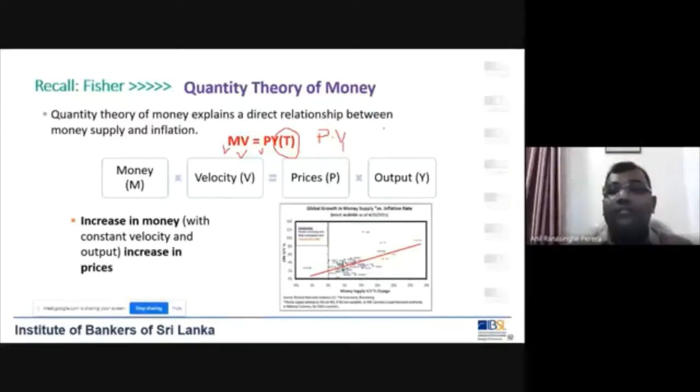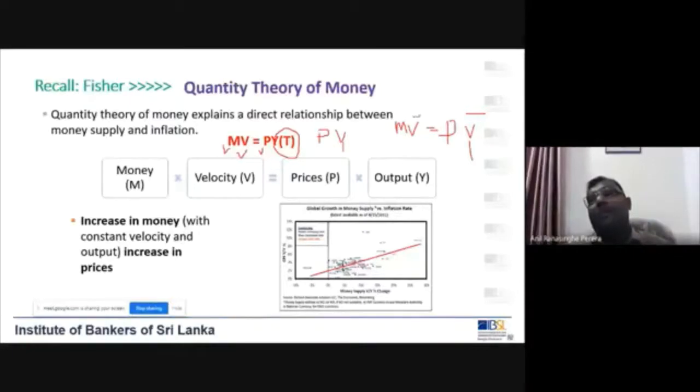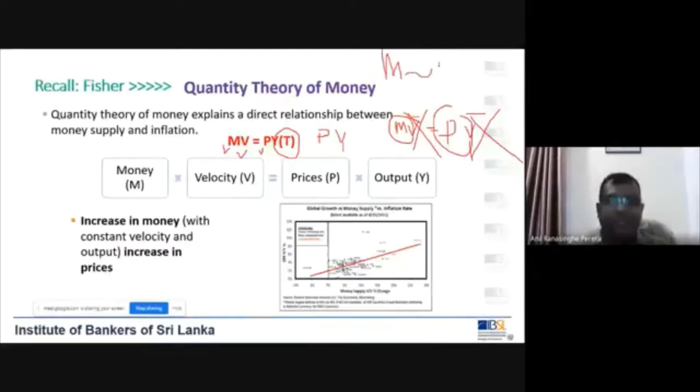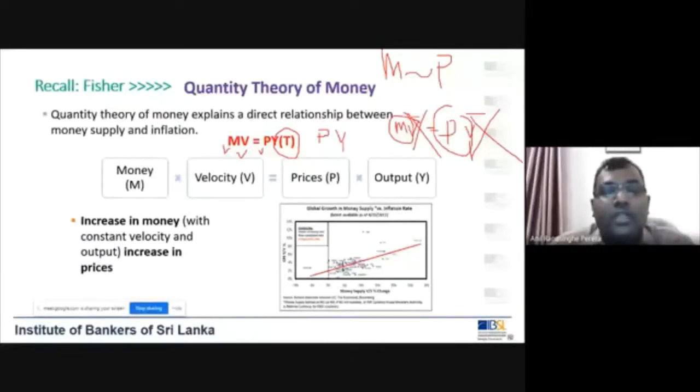Let's write it in a simple way here. MV equals PY. In this equation, we make an assumption that Y is constant, that is the growth or the production of the economy. V is constant. So when Y and V are constant, you can ignore these two. The only available variables will be M and P. So M is proportional to P, which means as M increases, P would increase. So an increase in money with constant velocity and output would increase the prices. That is the argument.